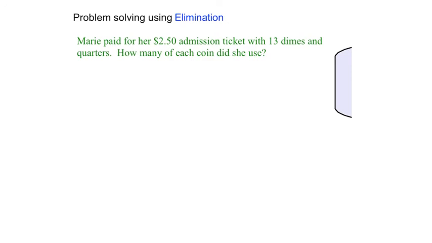So we don't know how many dimes she used, and we don't know how many quarters she used. However, we know that there were 13 coins altogether, and her ticket was $2.50. So that's what's happening there.